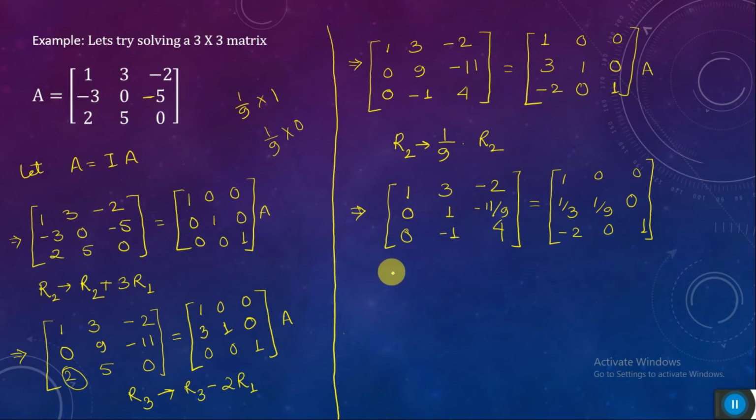So let's make this one 0. How will I make it 0? Row 1 I will put under operation, and row 1 minus 3 times row 2. Okay, 3 times row 2. So this implies row 2 will not be affected. I'll write it as it is.